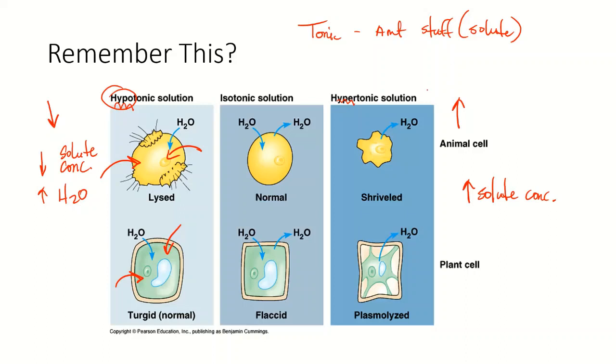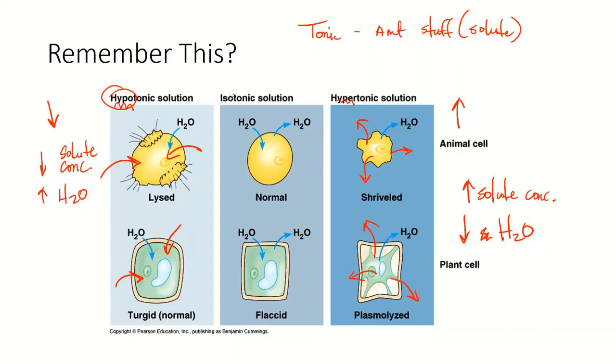On the other hand, in a hypertonic solution, there is a higher solute concentration, a lower solvent concentration, and therefore water is going to move until it tries to even things out. So it's trying to make the outer environment less concentrated. So water is going to leave the cell. And that is not a good idea for any type of cell.